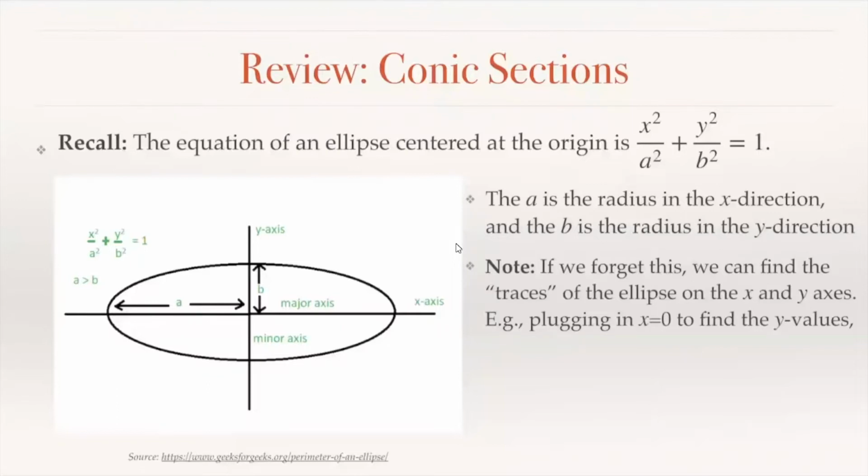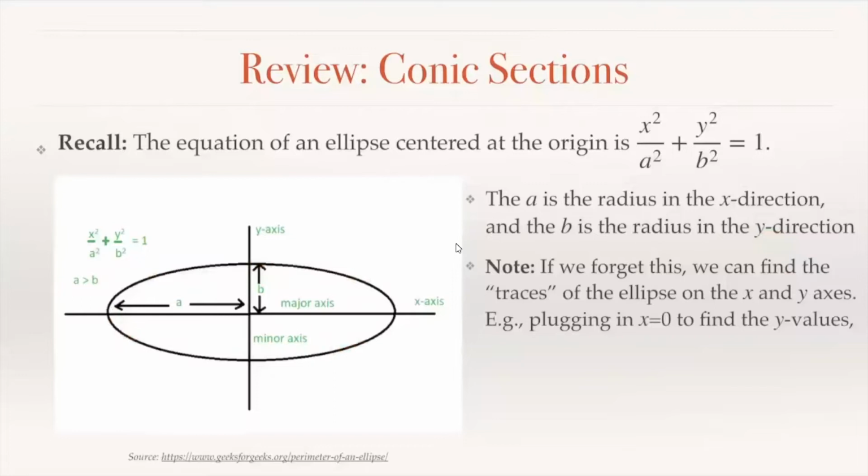So first, recall that the equation of an ellipse centered at the origin is x squared over a squared plus y squared over b squared is 1, where a is the radius in the x direction and b is the radius in the y direction. So it looks like this.